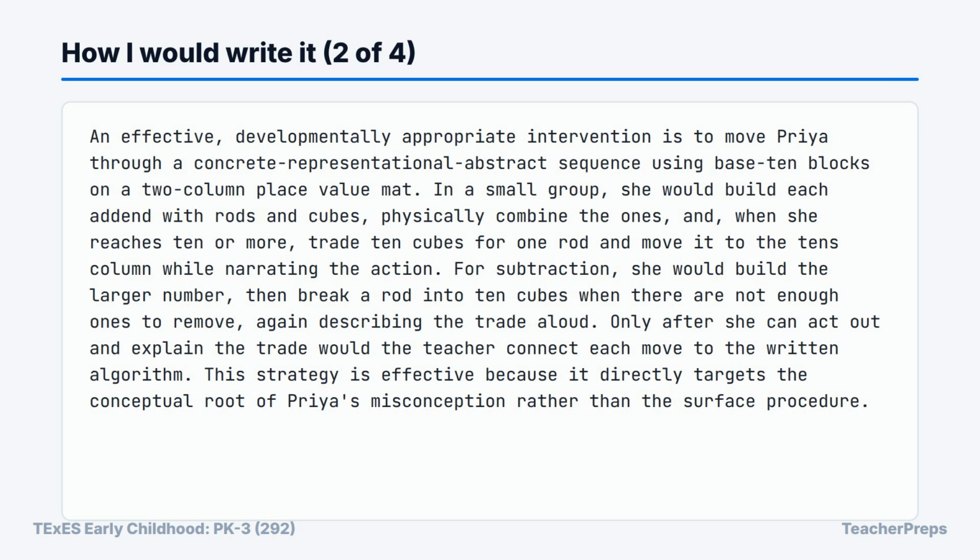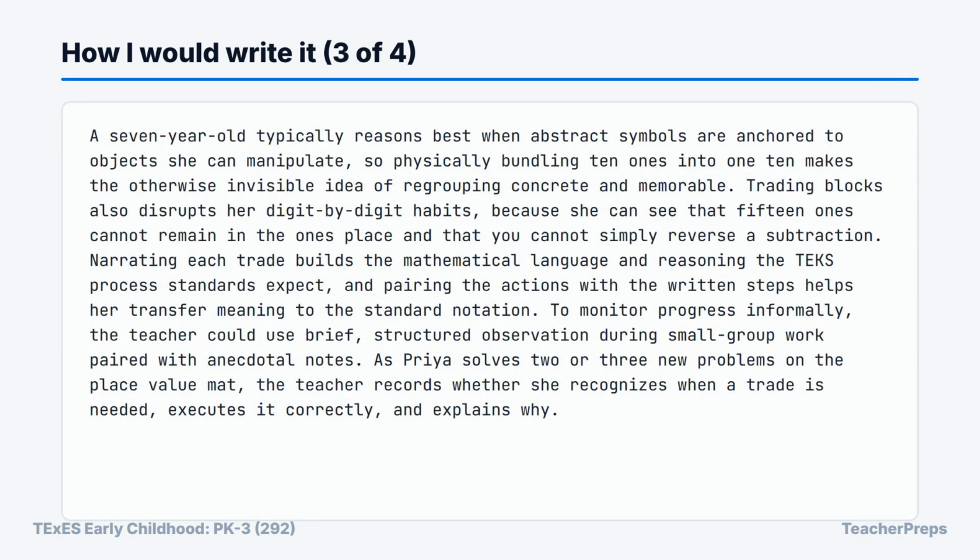This strategy is effective because it directly targets the conceptual root of PRIA's misconception rather than the surface procedure. A 7-year-old typically reasons best when abstract symbols are anchored to objects she can manipulate. So physically bundling 10 ones into one 10 makes the otherwise invisible idea of regrouping concrete and memorable. Trading blocks also disrupts her digit-by-digit habits, because she can see that 15 ones cannot remain in the ones place, and that you cannot simply reverse a subtraction.